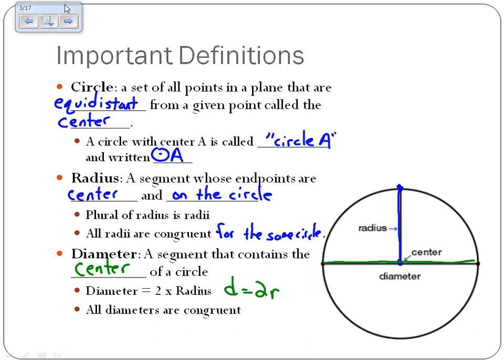And once again, all diameters are congruent for the same circle. Any questions on any of these definitions? So these are the basics. I hope you guys have seen these in middle school. Today we're just going to make them a little more formalized, and I just wanted to do a quick review. The things that are coming on the next page you most likely have not seen. About 10 more seconds to write it down, then we'll move on.